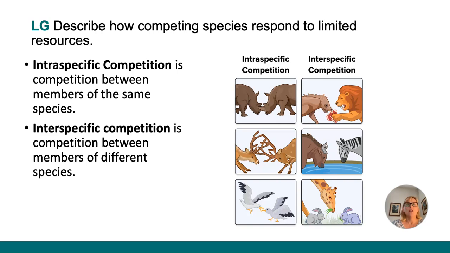There are also a couple of definitions about competition that you need to know, and you can see by the little graphic that intraspecific competition is competition within the same species, and interspecific competition is competition between two different species. You can see these are two predators that are competing for a piece of meat. These are competing for water, and the giraffe and the bunnies are both competing for grass.